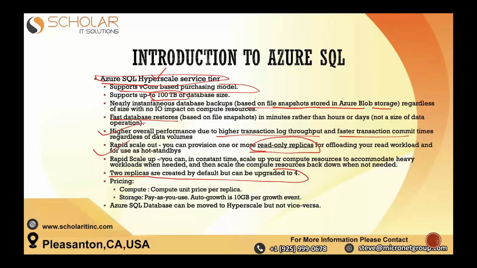Okay, auto growth is basically when the database, let's say you are using 80 gig right now, and your database is in Hyperscale. Every time you are putting more data here, every increment in your data file is by 10 gig. That's the default growth for your database each time. Okay, the pricing is computed based on each replica. If you have 4 replicas, you will be charged for 4 replicas.